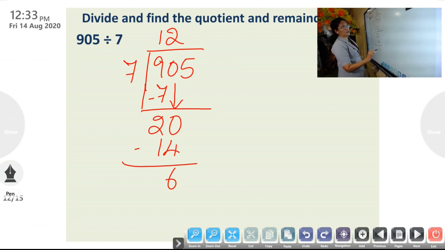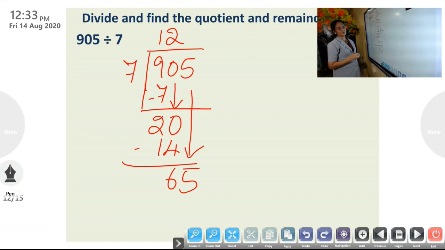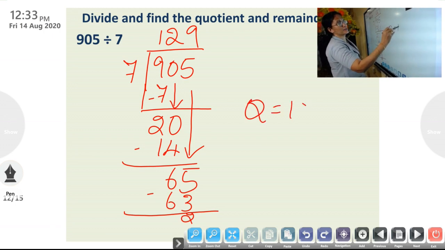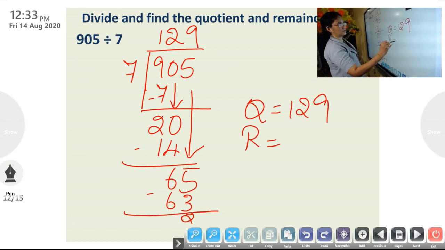You should borrow. Okay. Then write down the next digit, bring down 5. So it becomes 65. Then how many 7s in 65? 9 7s are 63. 10 7s are 70. So you can take only 9 7s. Then subtract to get the remainder. 5 minus 3, 2. So what is the quotient? Quotient is 129 and remainder is 2.